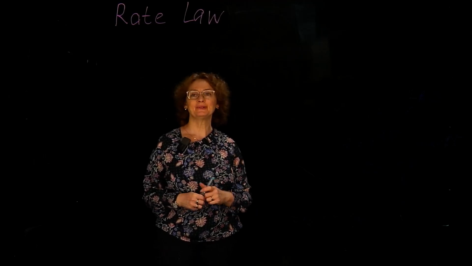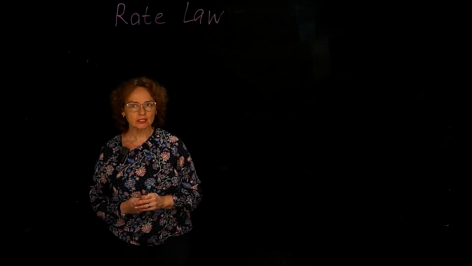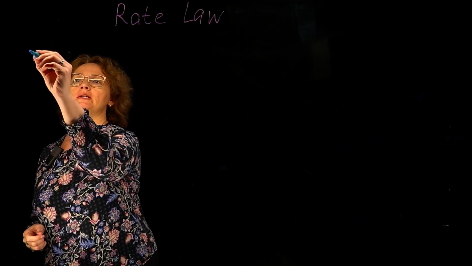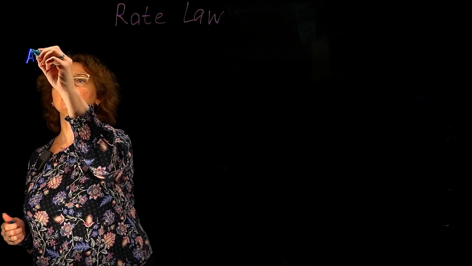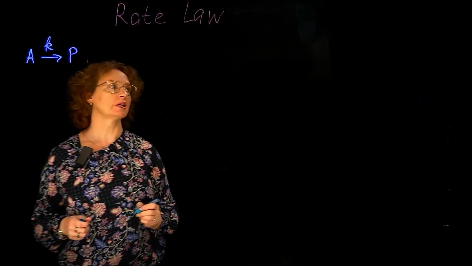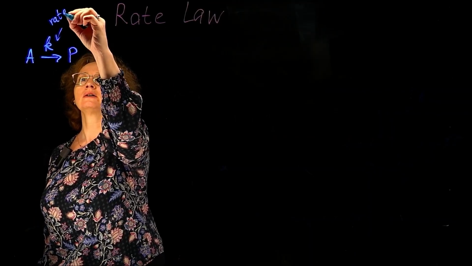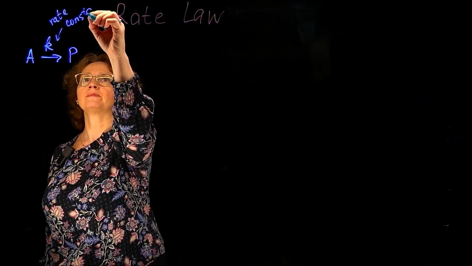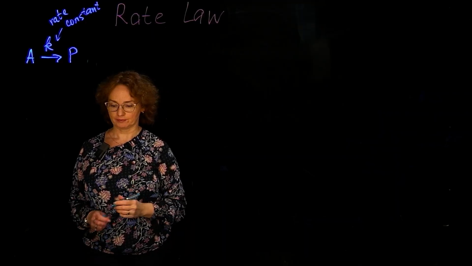Okay, let's review rate laws. We are going to do it for a couple of reactions. We'll start with the simple one, which is a reactant A gets irreversibly converted into product P with a rate constant of k. So this is the rate constant. How do we determine the rate of this reaction?